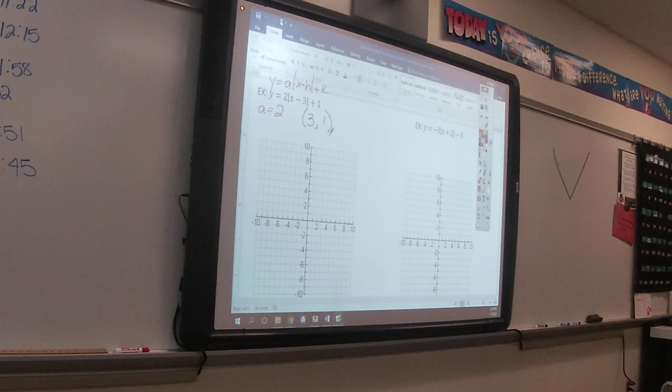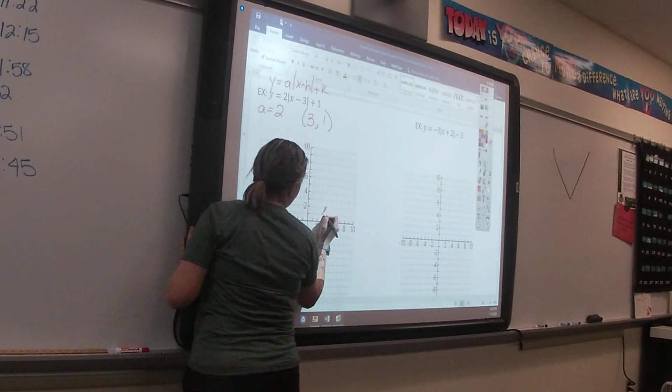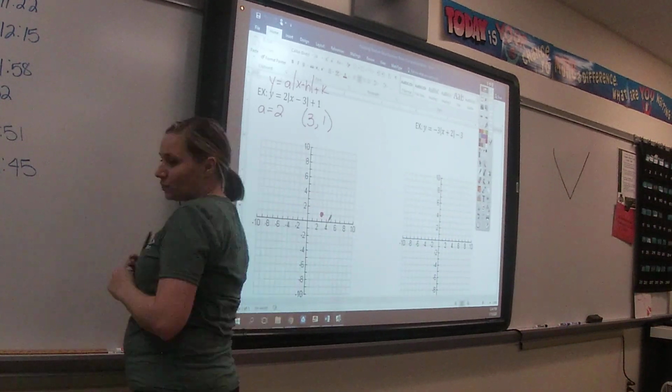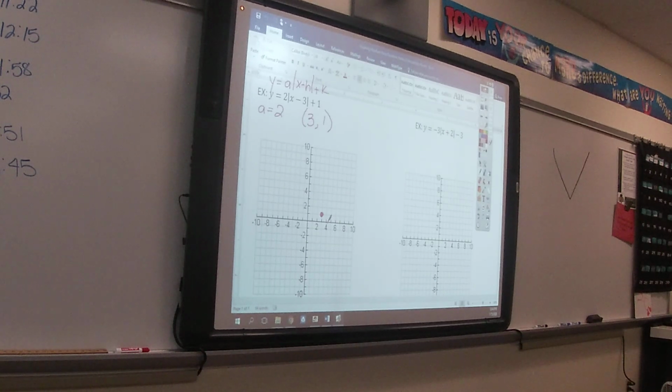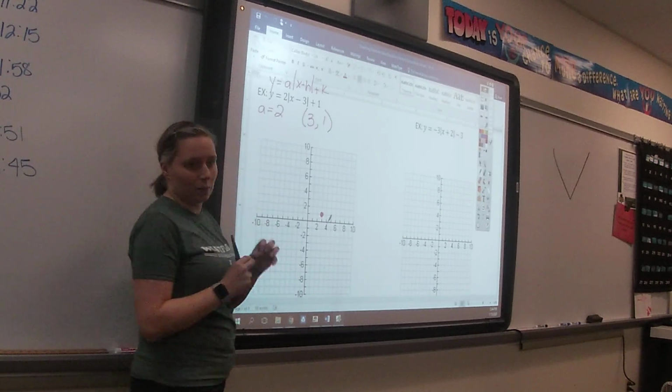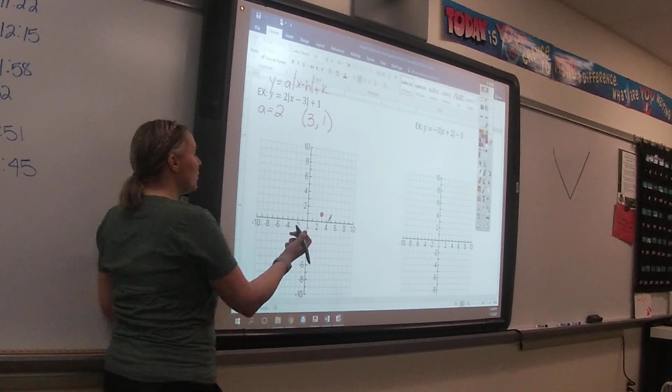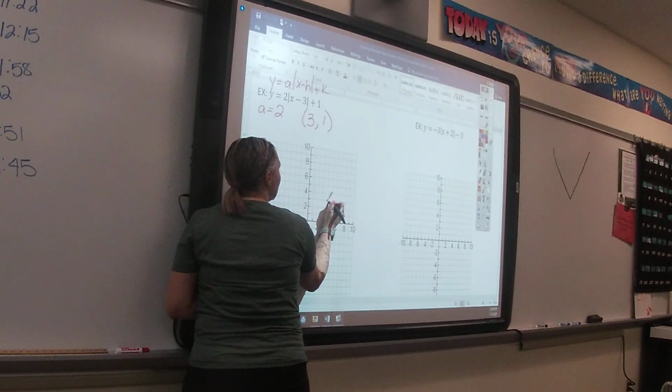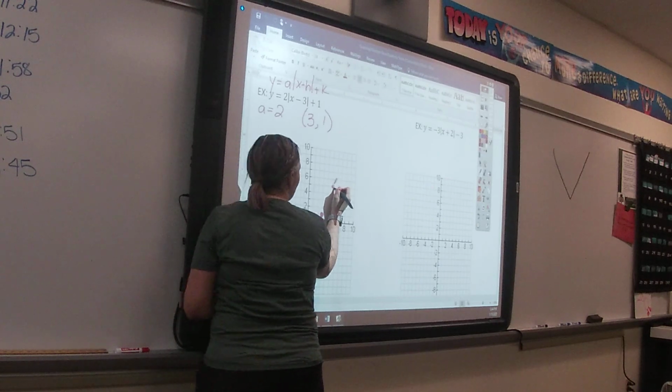So from this information, what can we do something with? We can plot a point. So let's plot the point 3, 1. Once we have a plotted point, what else can we then do? Slope. We can consider a slope. So how do we consider a slope of 2? From this point, we're going to go up 2 over 1, just like we've been doing.